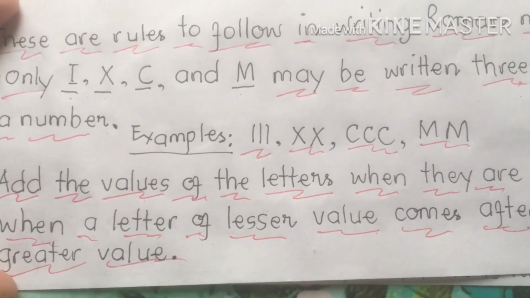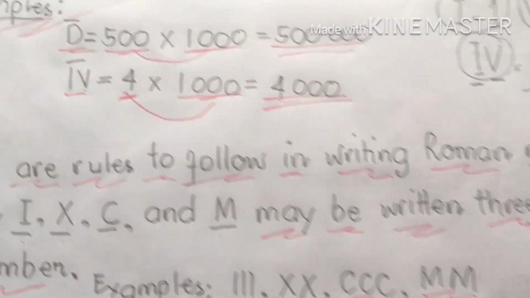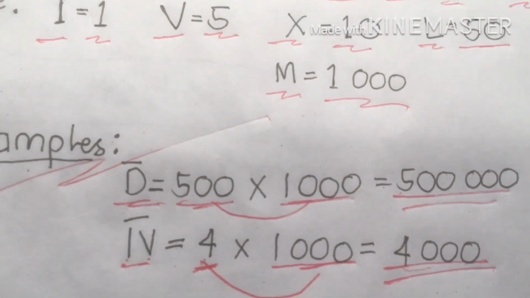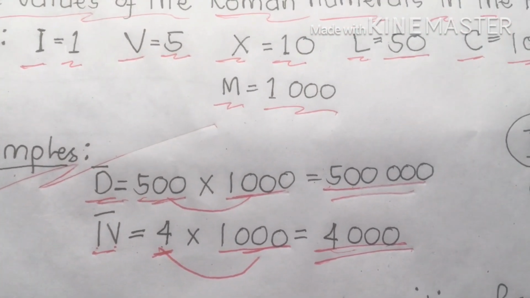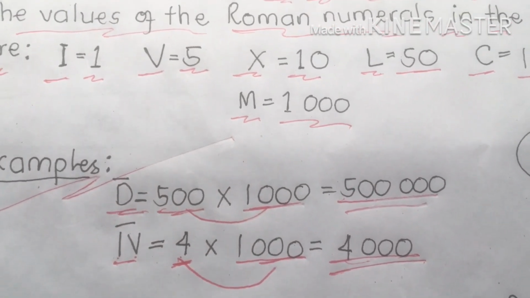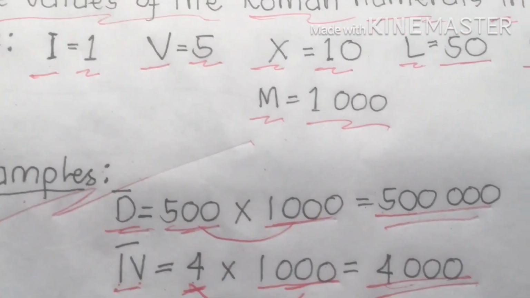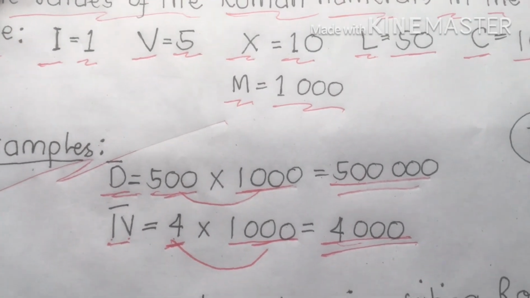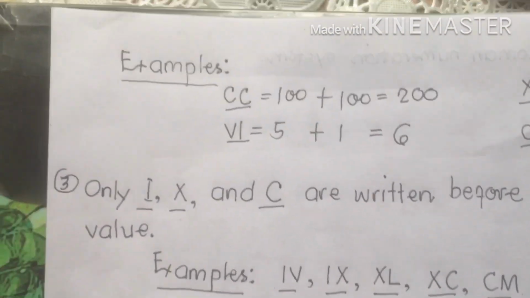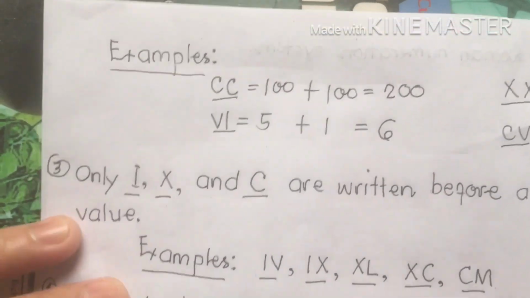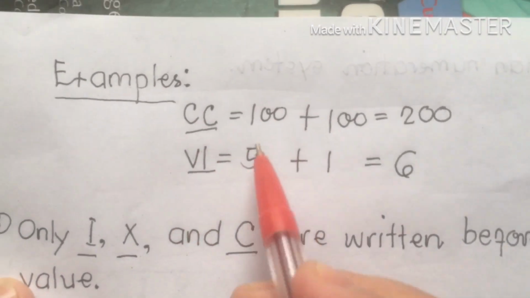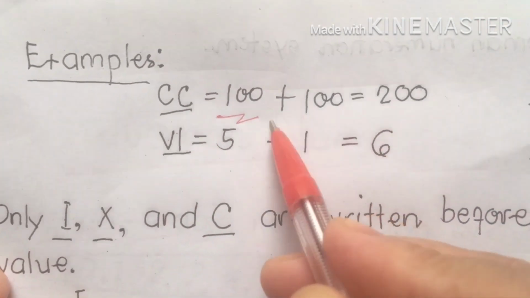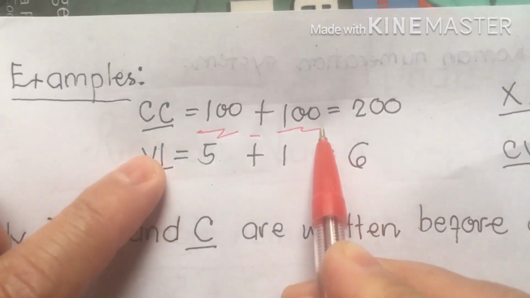That was my example earlier. This one. That is my example. That's rule number 2. For our examples, we're going to use rule number 2. So when a lesser value comes after a letter of greater value. Next rules, we have rule 3. Okay, we have another example, guys, before we proceed to number 3. Double C is equal to 100 plus 100. So we can write it twice.